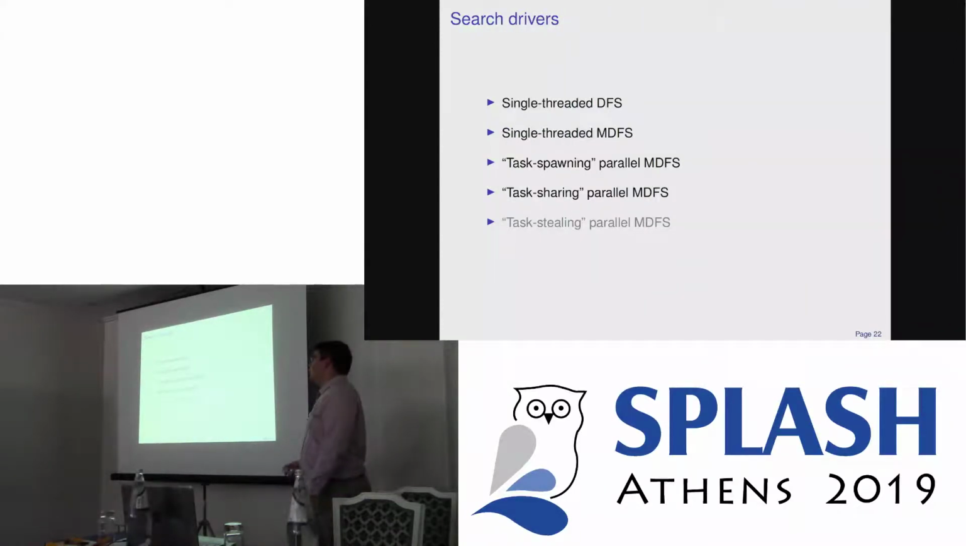We implemented a few different search drivers that implement these various search strategies. We have single-thread versions of depth-first search and modified depth-first search, and also a few different parallel versions. There's a version of modified depth-first search which just spawns off tasks from the initial BFS layer in new threads and lets them run to completion. Then there's a version that does some task sharing, where when a thread runs out of work, another thread will notice and provide it with additional tasks to evaluate. Another option is task stealing, where when a thread runs out of work, it takes the initiative in stealing a task from another thread. However, we haven't implemented that yet due to lack of time.